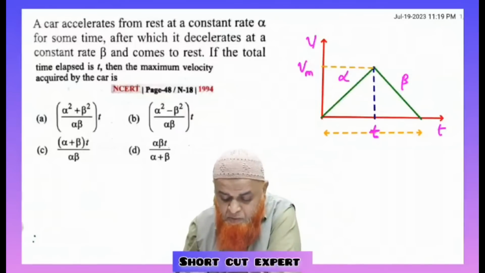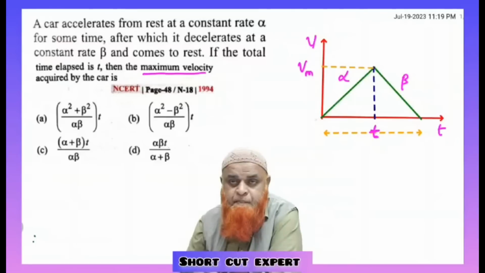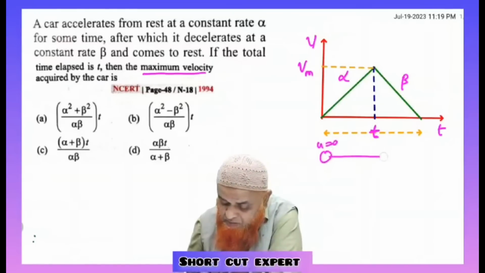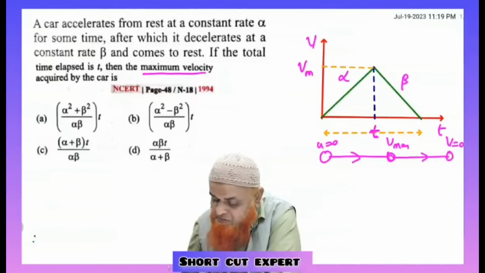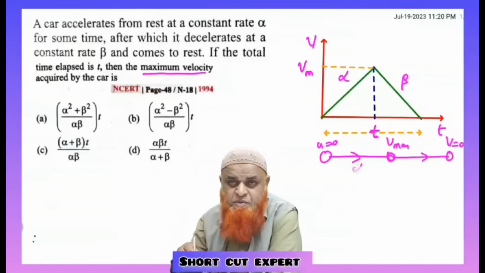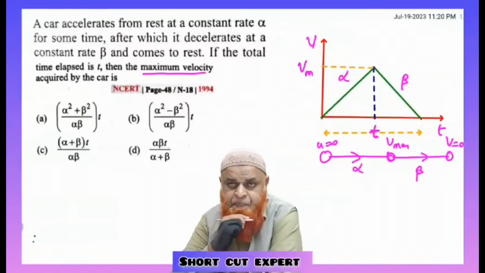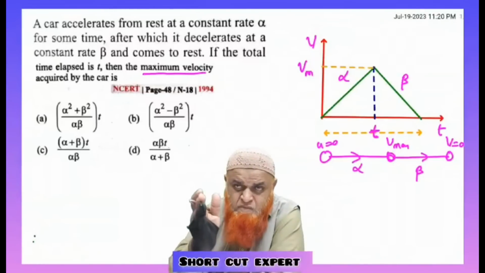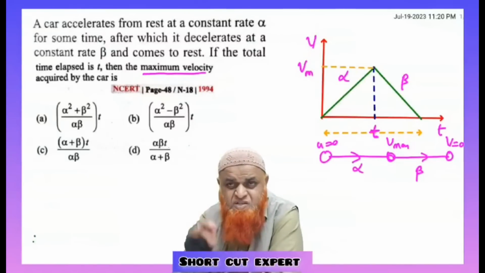Now just see here what he's going to ask in this problem. He's asking us to find out the maximum velocity. A car starts from rest, that is u is equal to 0, and its velocity slowly increases, it becomes maximum. Again it comes to rest and the final velocity becomes 0. So here acceleration is alpha and deceleration is beta. Whenever this type of body slowly increases its speed, reaches the maximum top speed, again brakes are applied, speed is decreased because of deceleration, and it comes to rest.